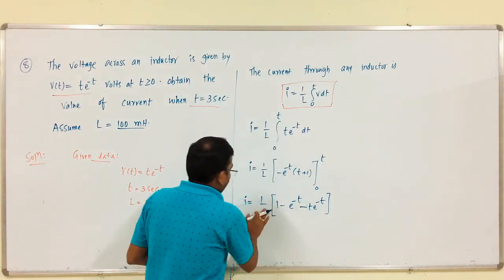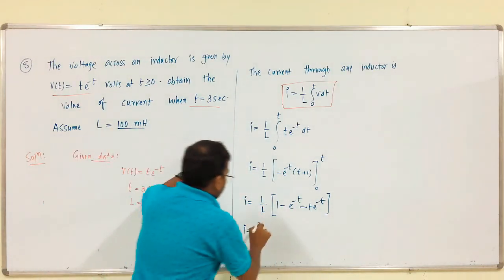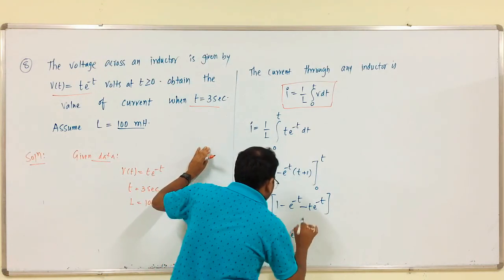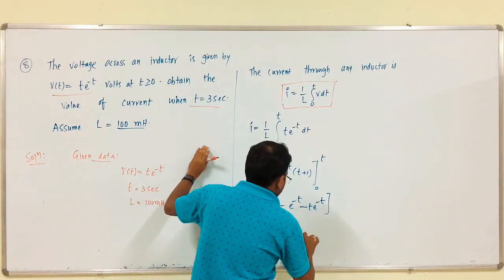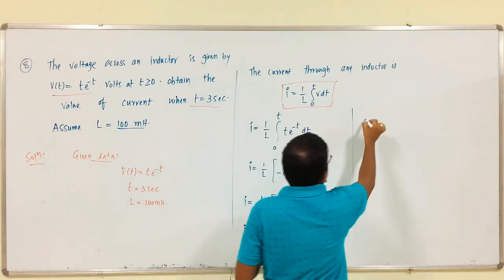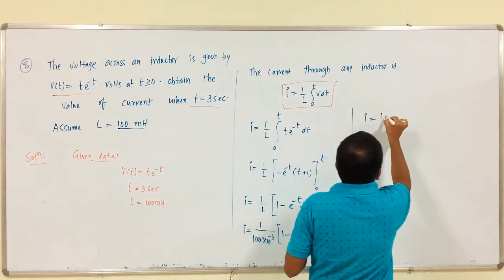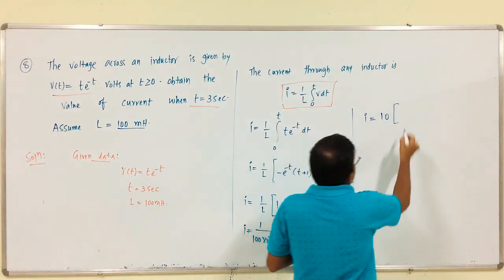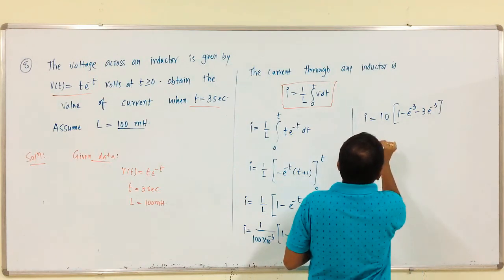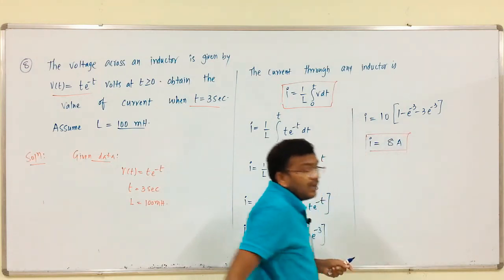Okay. So, here we have to substitute. I is equal to 1 by L, where L is 100 millihenry. So, 1 by 100 into 10 power minus 3, with t equal to 3, into (1 minus e power minus 3 minus 3 into e power minus 3). From this I is equal to 1 by 0.1, which is nothing but 10 into (1 minus e power minus 3 minus 3 into e power minus 3). From this we got 8 amperes of current. The current is 8 amperes.